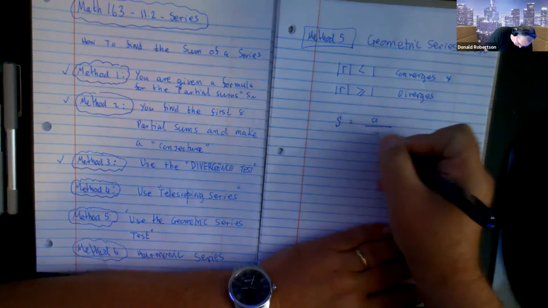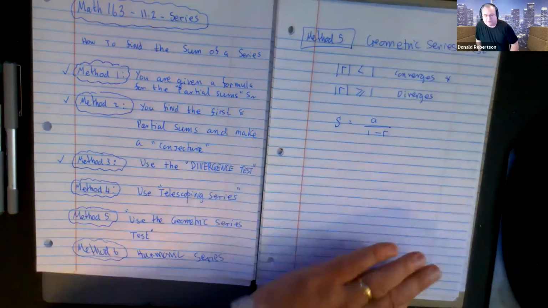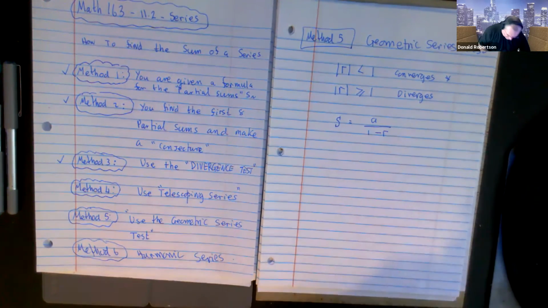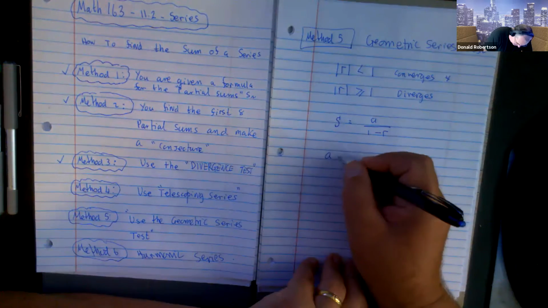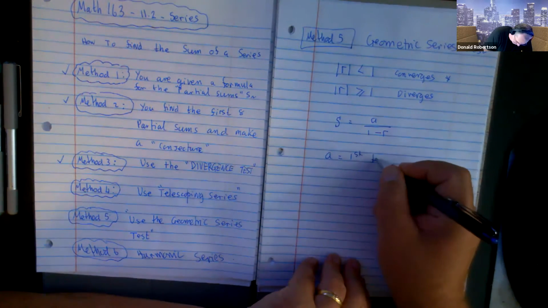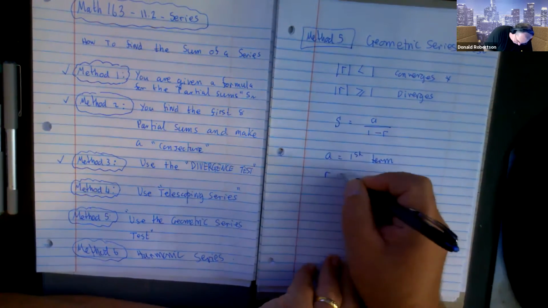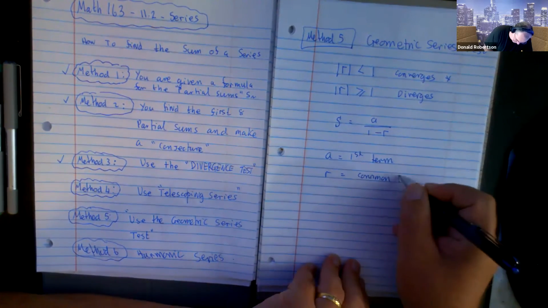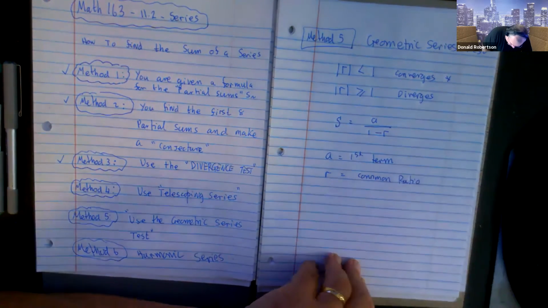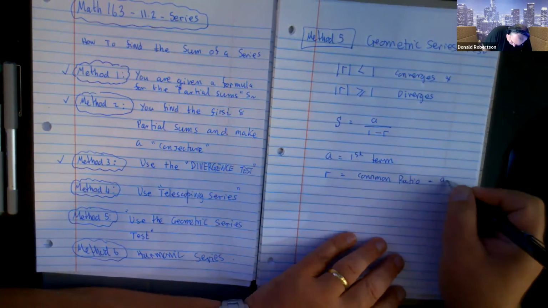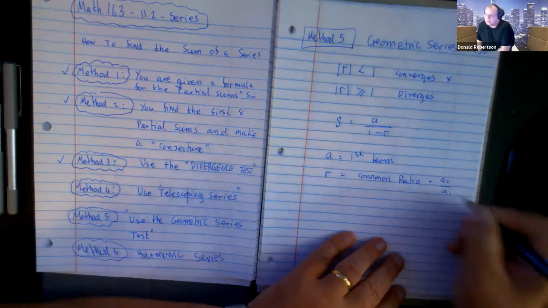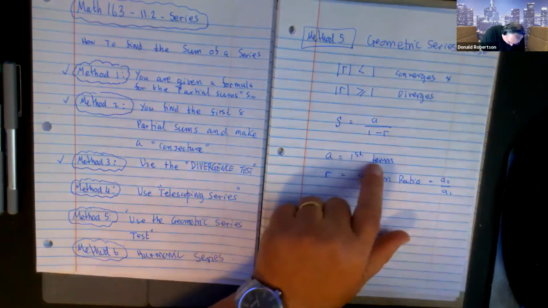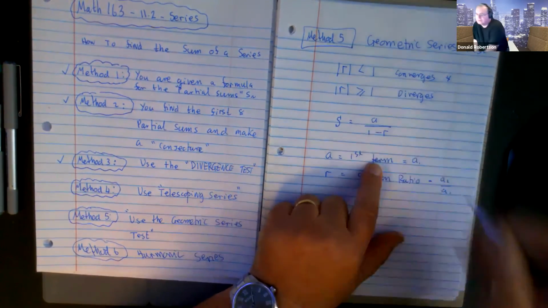And in those questions, it converges to a very simple fraction, A over 1 minus R, where A is the first term and R is called the common ratio. And if you want to, in general, calculate the common ratio, how about the second term divided by the first term? Wouldn't that do the job? And since A is the first term, isn't A just whatever A1 is?